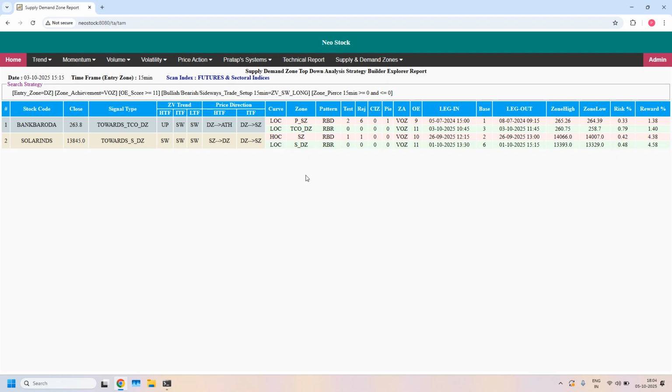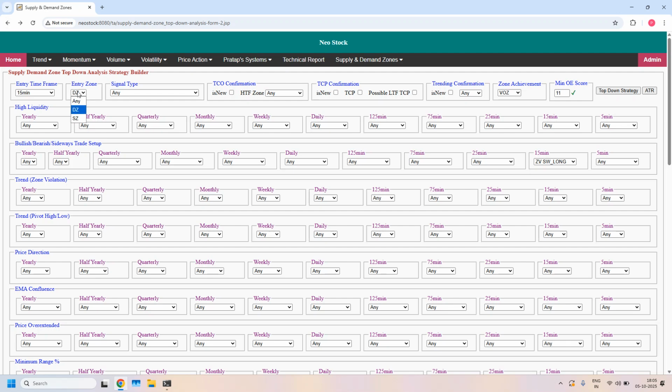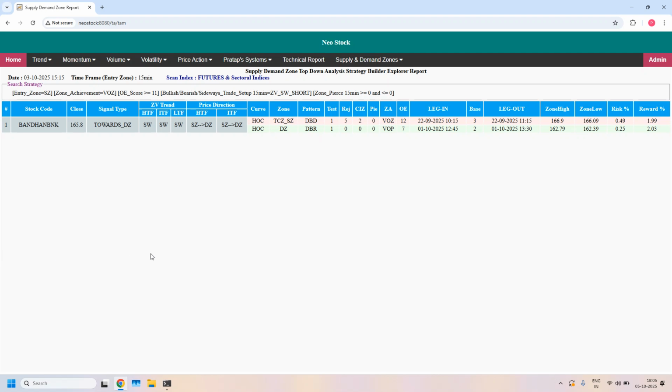And you should plan a trade only if the lesson 30.3 video checklist items are satisfied. Otherwise, there are higher chances of zone violation. Next, the sideways short trade setup for daily income trade. The changes are 15 minute supply zone and sideways short. Let's filter. We got only 1 stock. Entry time frame zone is the 15 minute supply zone.